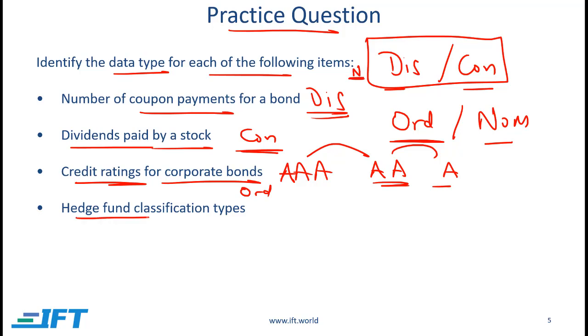Then we have hedge fund classification types. So there are different hedge fund classifications, as we will see in the segment on alternative investments. And just like I described earlier, where we can have stocks in different industry sectors, the different industry sectors represent a nominal classification. Similarly, the different hedge fund classification types represent a nominal classification because we can't say that a particular hedge fund type is better than the other. So this is a nominal classification.